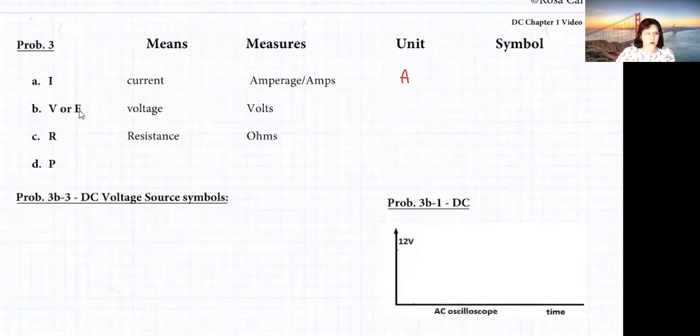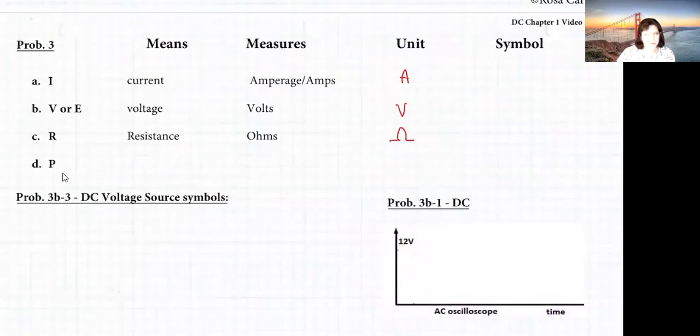Here, V or E is voltage. It means voltage, and it measures volts. What's the unit for that? V, very good. And what about resistance? R means resistance. It measures ohms. What is the unit? Omega, the Greek letter omega.